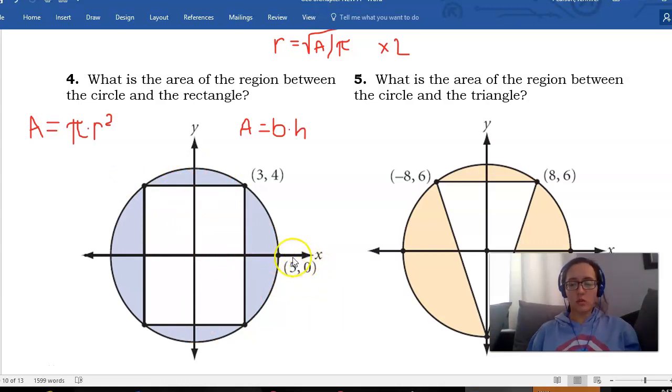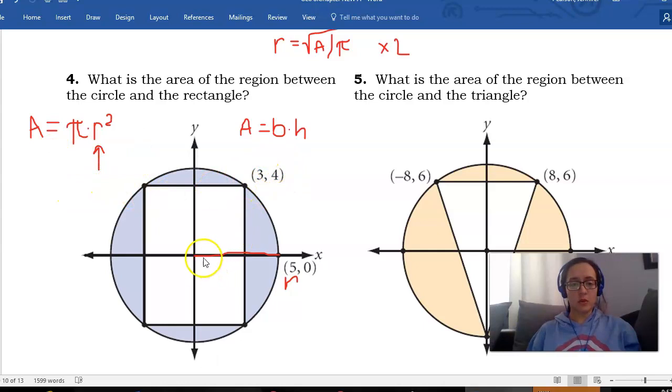This 5, 0 over here, we did talk about ordered pairs in chapter 7. What that means is from the origin of this graph, that's 5 units over and 0 units up. So if I'm going from here to here, that should pretty clearly be the radius of this circle, which tells me that radius is 5. So I can substitute 5 into my area of a circle formula to get the area of a circle.